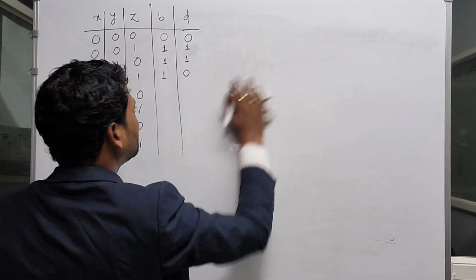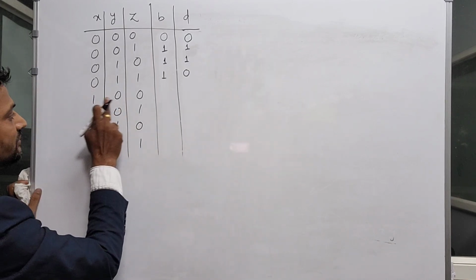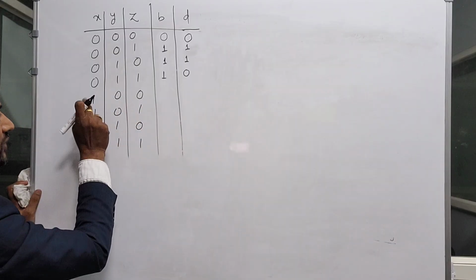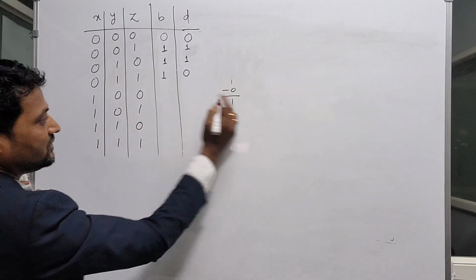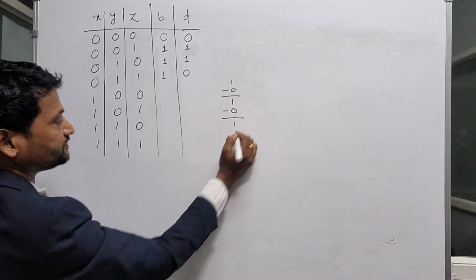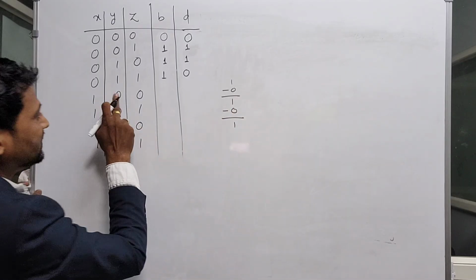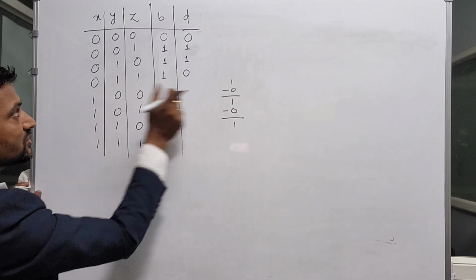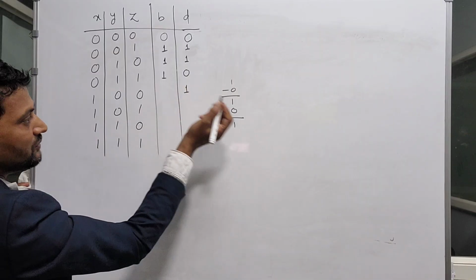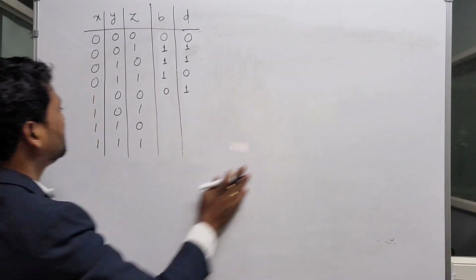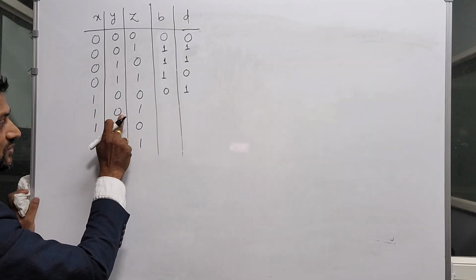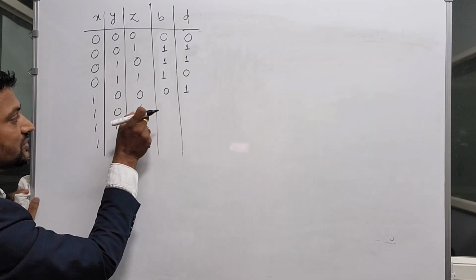Okay. Coming to the next one, 1 minus 0 is 1. The result is again 1. 1 minus 0 is 1, and you haven't taken any borrow. You just write 0 here. Okay. Next, 1 minus 0 is 1. 1 minus 1.